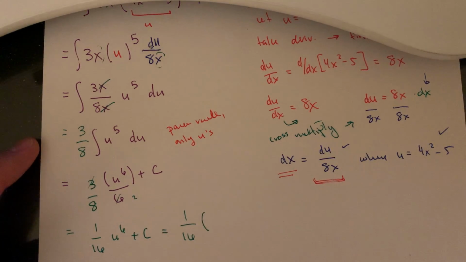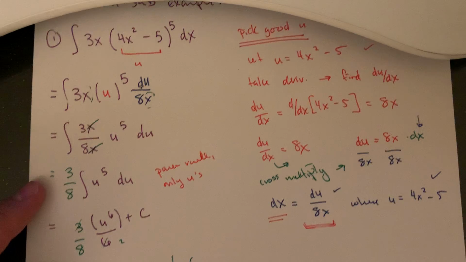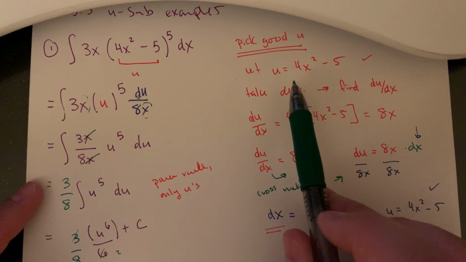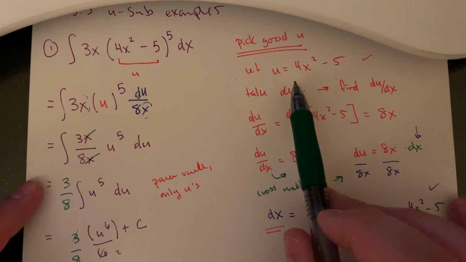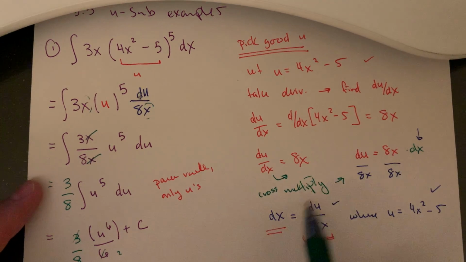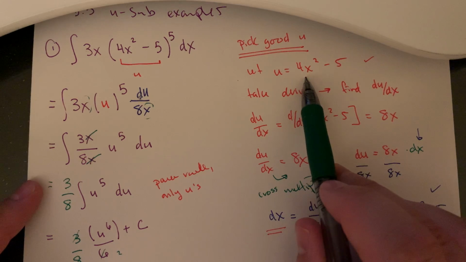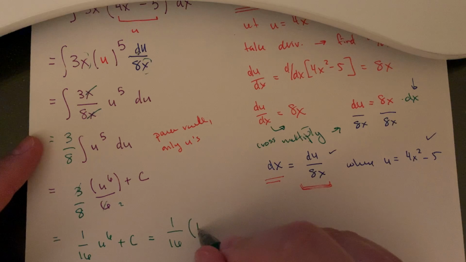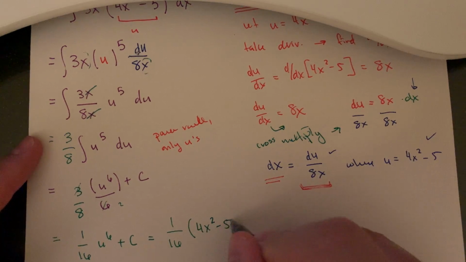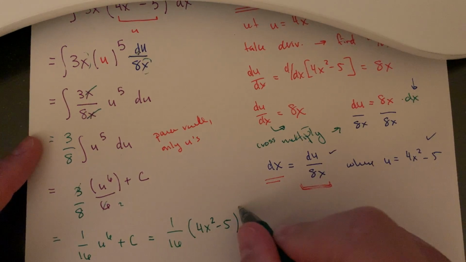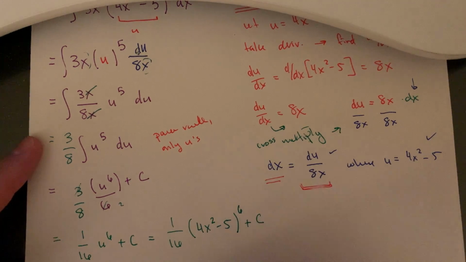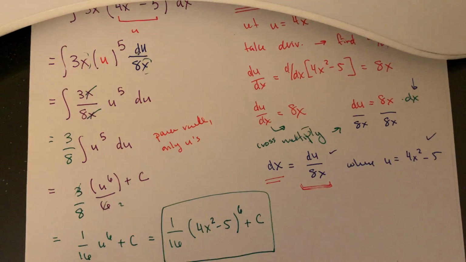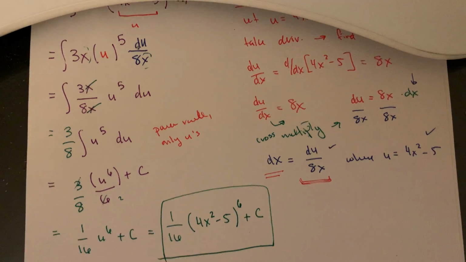So what I want to do here in the end is go all the way back to the beginning and say I want my final answer to be back in terms of my x values. So I'm going to go all the way back and say, well, what was the u in the original? The u I picked at the very beginning was 4x squared minus 5. So I'm going to sub that back in. 4x squared minus 5. The new power here is 6. And then this is just an indefinite integral, this is just finding an antiderivative. So that whole thing is raised to the 6 and plus c.